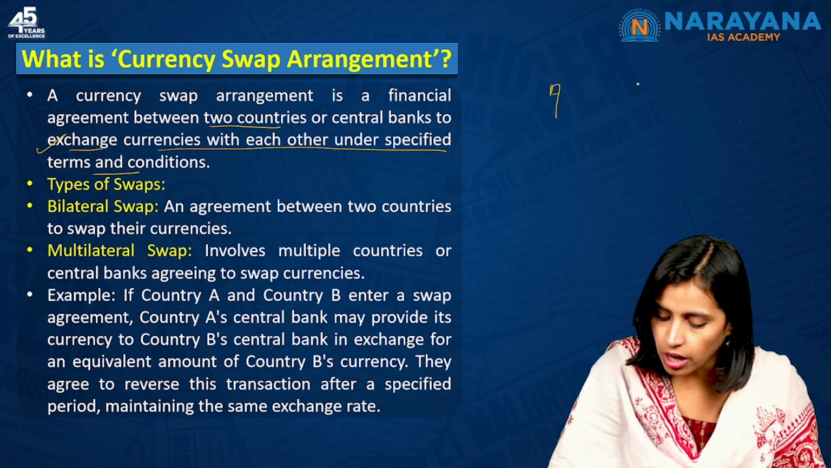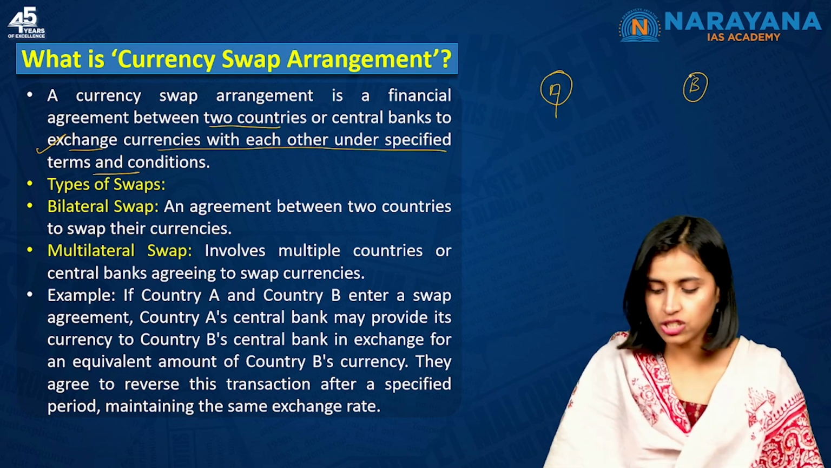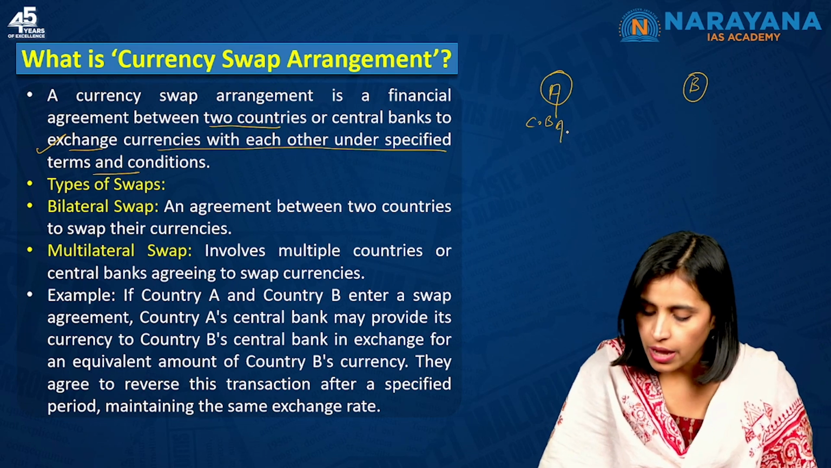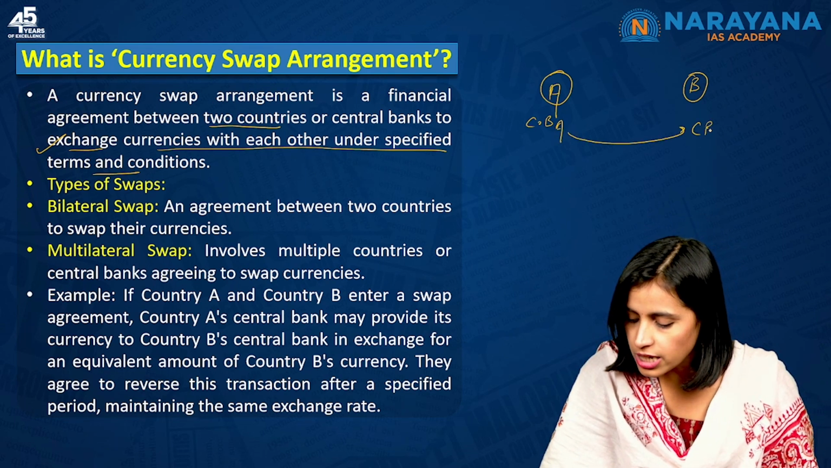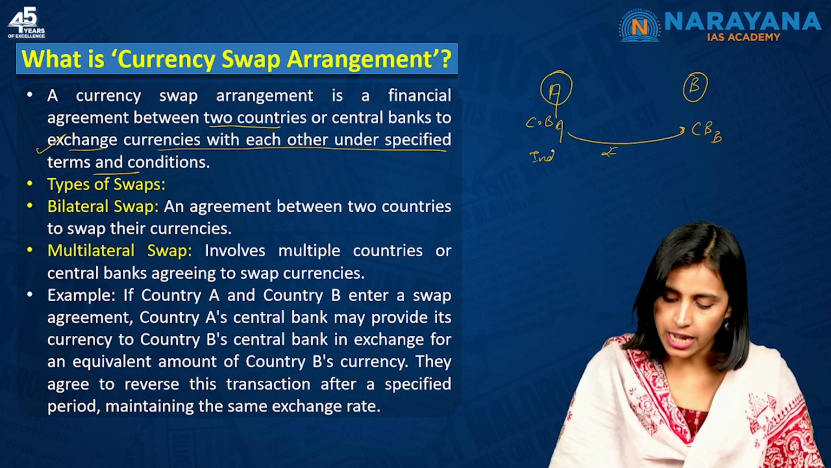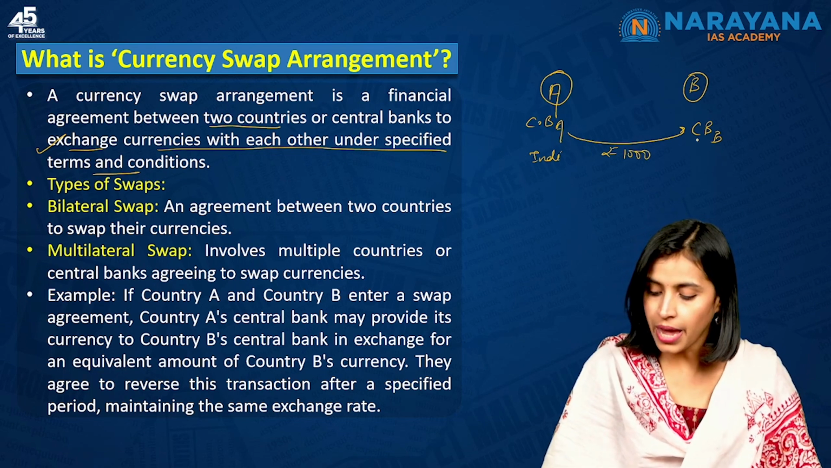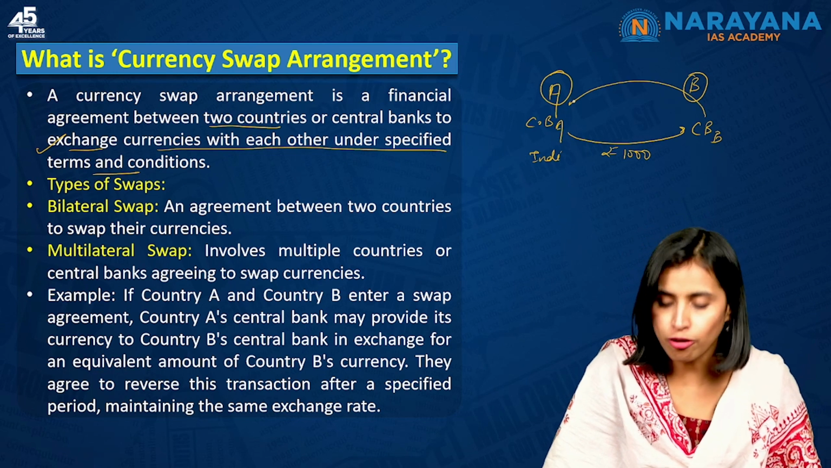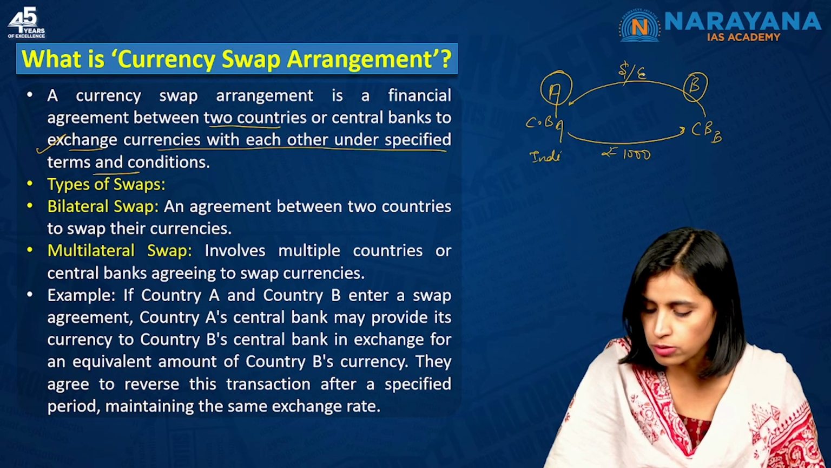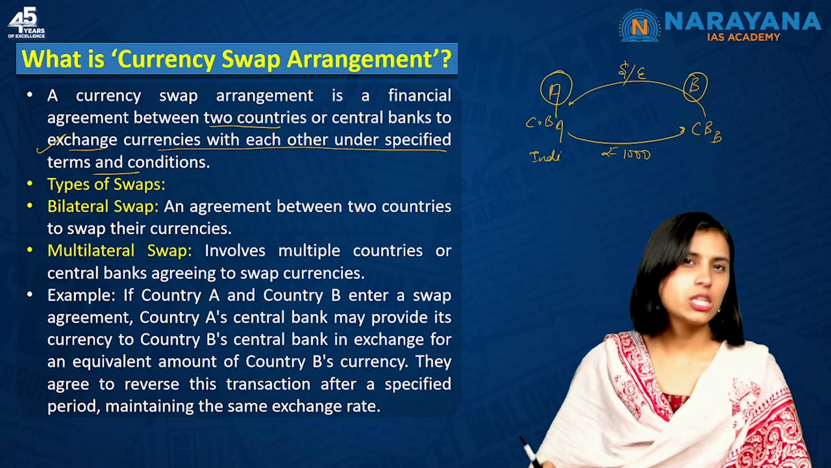Like if this is country A and this is country B, and they have engaged in a currency swap agreement, then the central bank of country A will give some amount of money in terms of rupee to the central bank of country B. Per se, this is India, giving maybe 10,000 or 1 lakh rupees to country B, and the central bank of country B will give money in their own currency. This could be in terms of dollar, euro, pound, or yuan. That's basically a currency swap agreement.